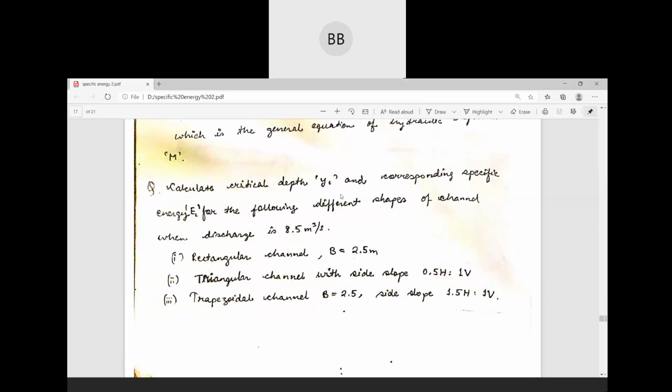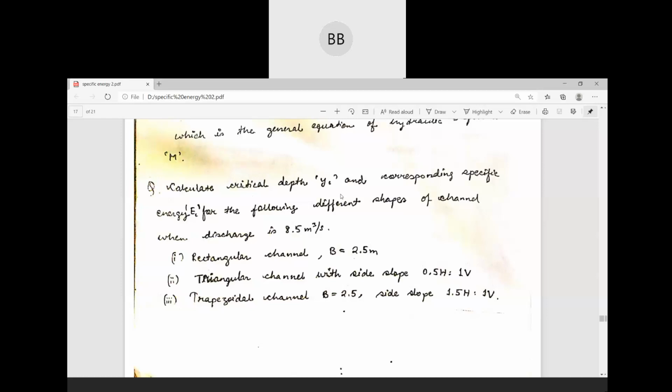Calculate critical depth YC and corresponding specific energy. That means for the first rectangular channel, we need to find out the value of critical depth, and for that particular critical depth, what is the specific energy.